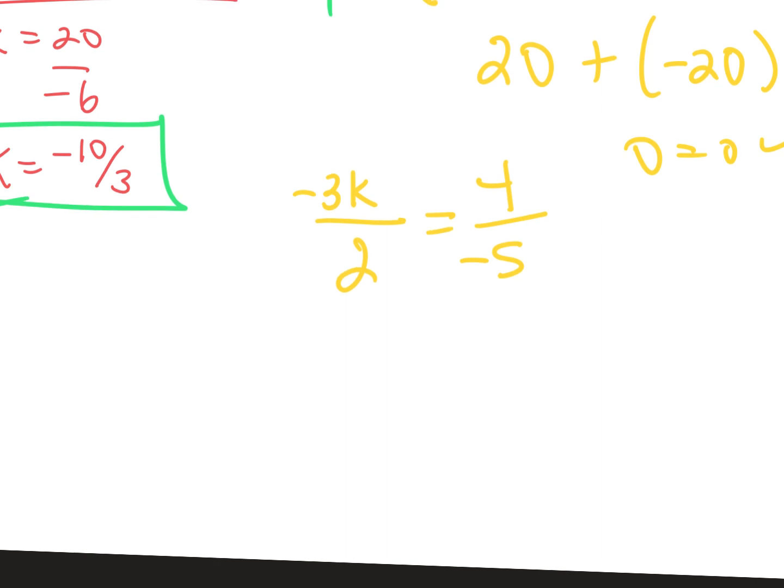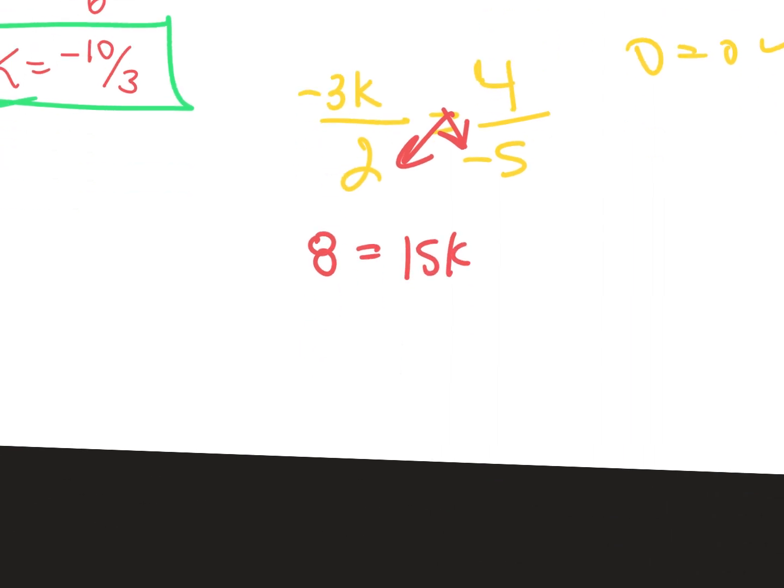How would you solve this? When you have a fraction equal to a fraction, what do you guys do? Cross multiply. So 4 times 2 is 8 equals 15k. Then divide both sides by what? 15. So your k value would have to be 8 over 15 in order to make them parallel.